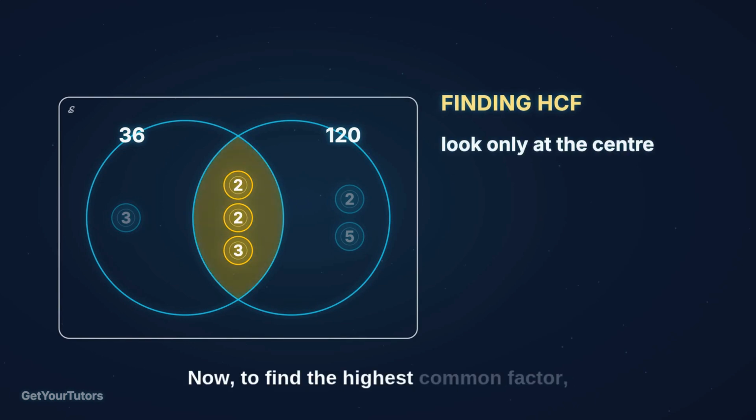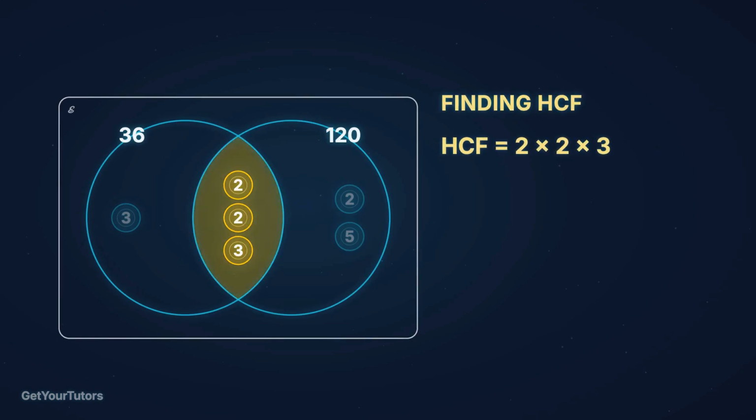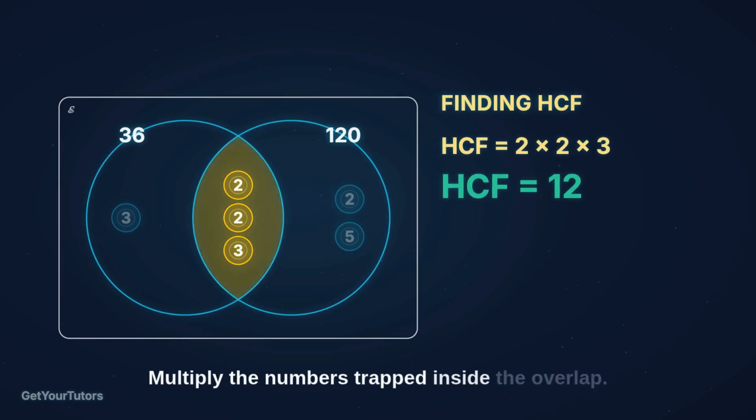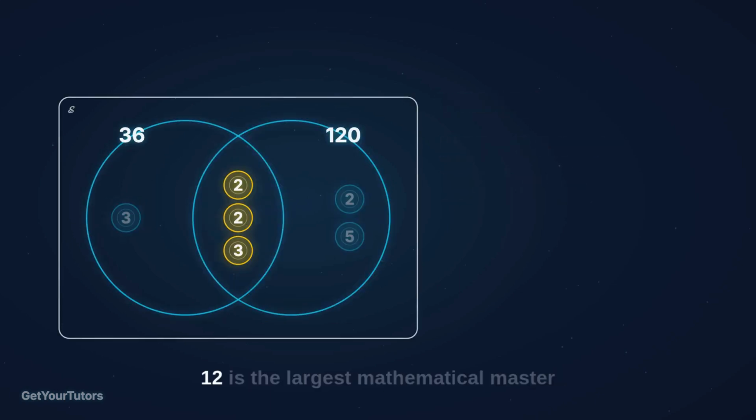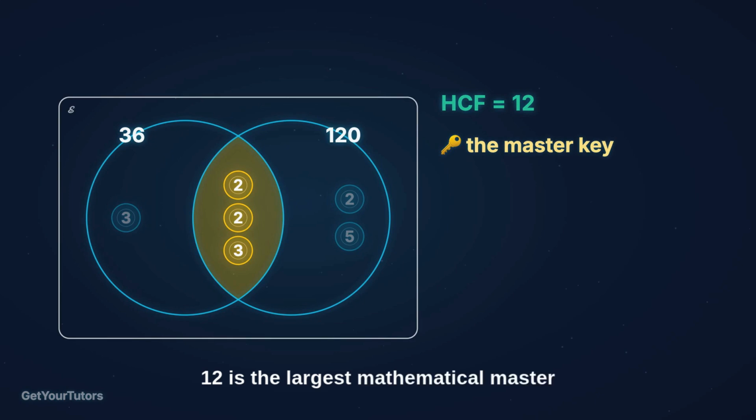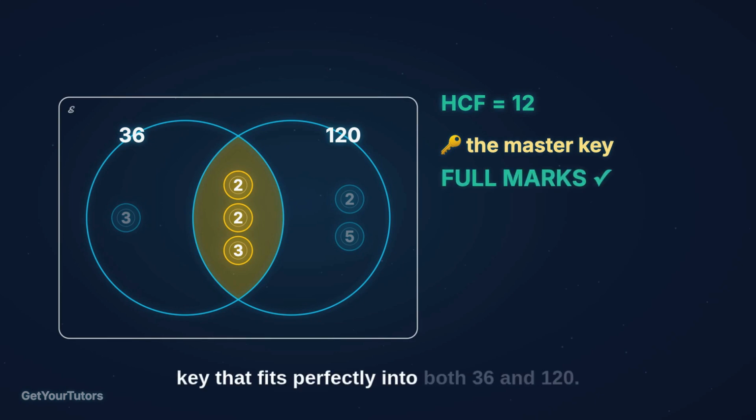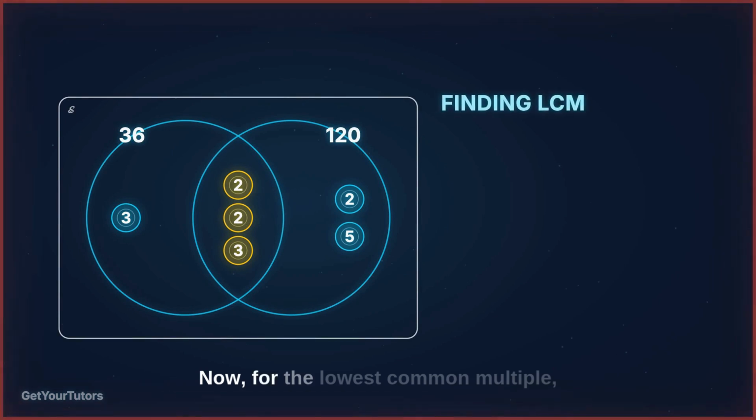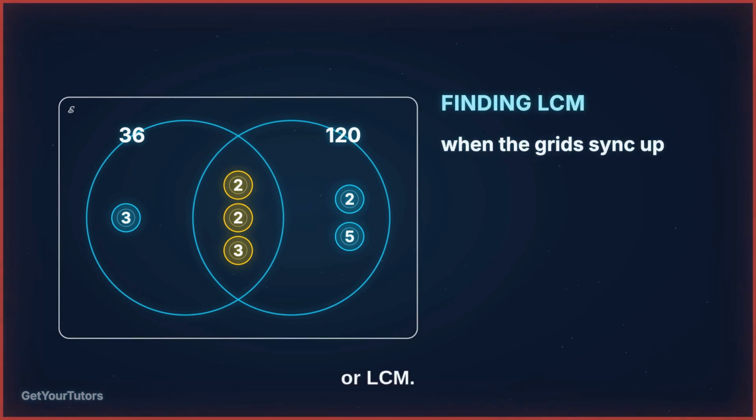Now, to find the highest common factor, you only look at the exact center intersection. Multiply the numbers trapped inside the overlap. 2 times 2 times 3. The highest common factor is exactly 12. 12 is the largest mathematical master key that fits perfectly into both 36 and 120. Full marks secured. Now for the lowest common multiple, or LCM.